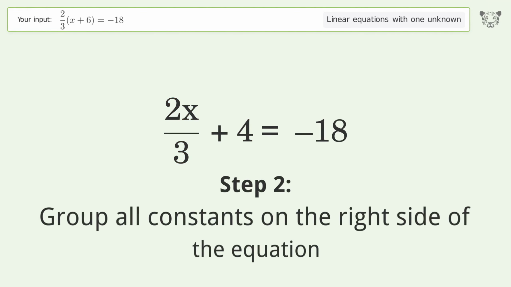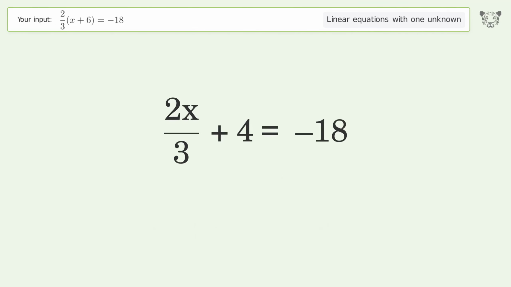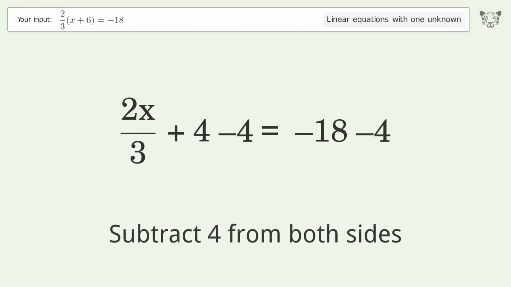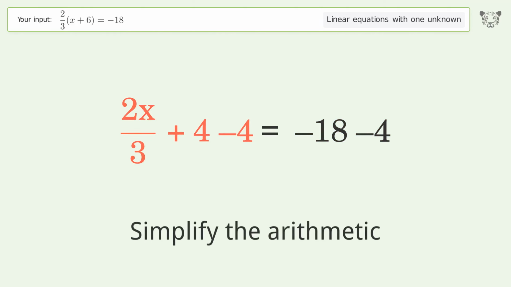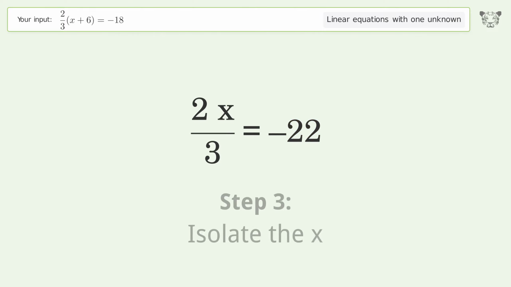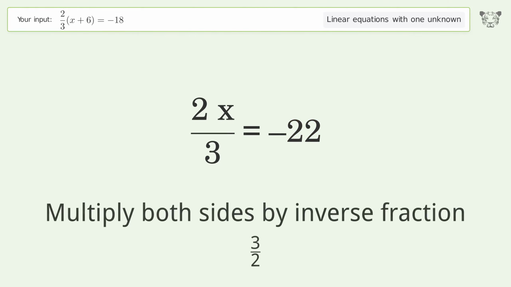Group all constants on the right side of the equation. Subtract 4 from both sides. Simplify the arithmetic. Isolate the x. Multiply both sides by inverse fraction 3/2.